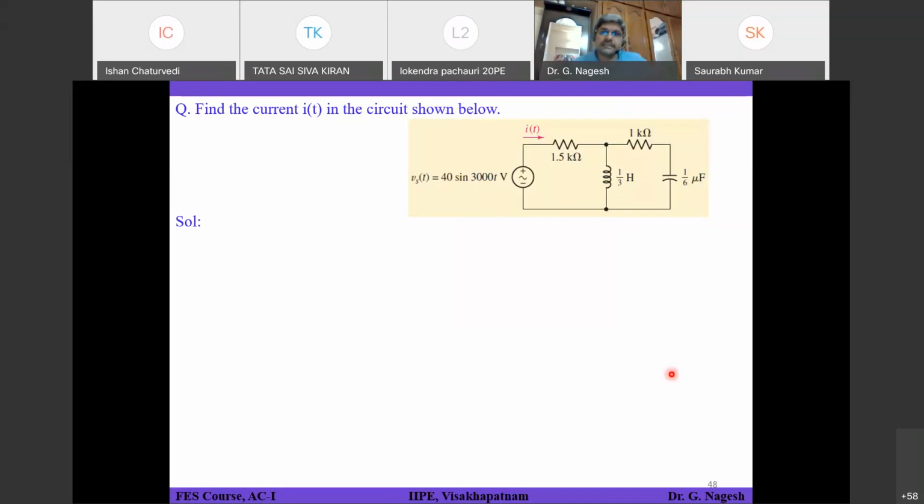Next, try to convert this 1 by 3 Henry into an equivalent inductive reactance and 1 by 6 microfarad into an equivalent capacitive reactance. 1000 j. How much for inductive reactance? j1000. Okay. What about capacitive reactance?